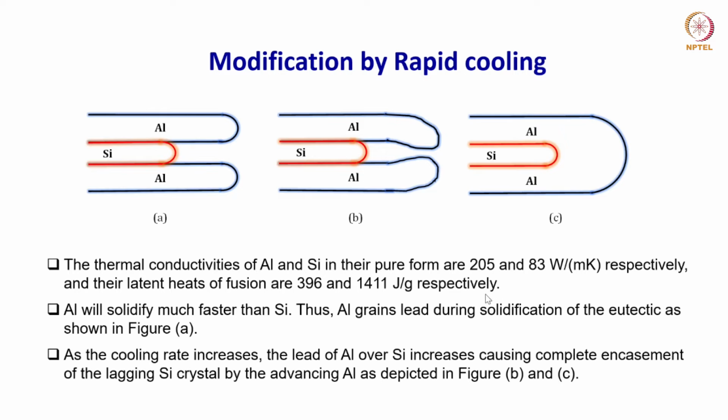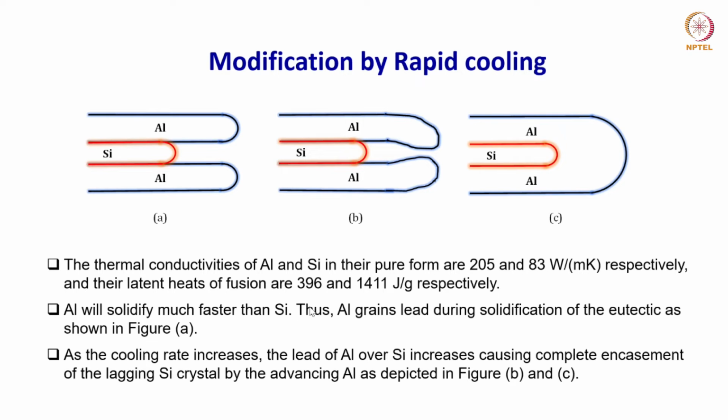And if you look at the latent heats, the latent heat of fusion, there also you have a significant difference. Here the trend is opposite. Aluminium has a much lower latent heat of fusion compared to silicon. Okay, so for aluminium it is only 396 joules per gram, while for silicon it is 1411 joules per gram. Because of such huge differences in their thermal properties and also the latent heat of fusion, aluminium will solidify much faster than silicon, right?